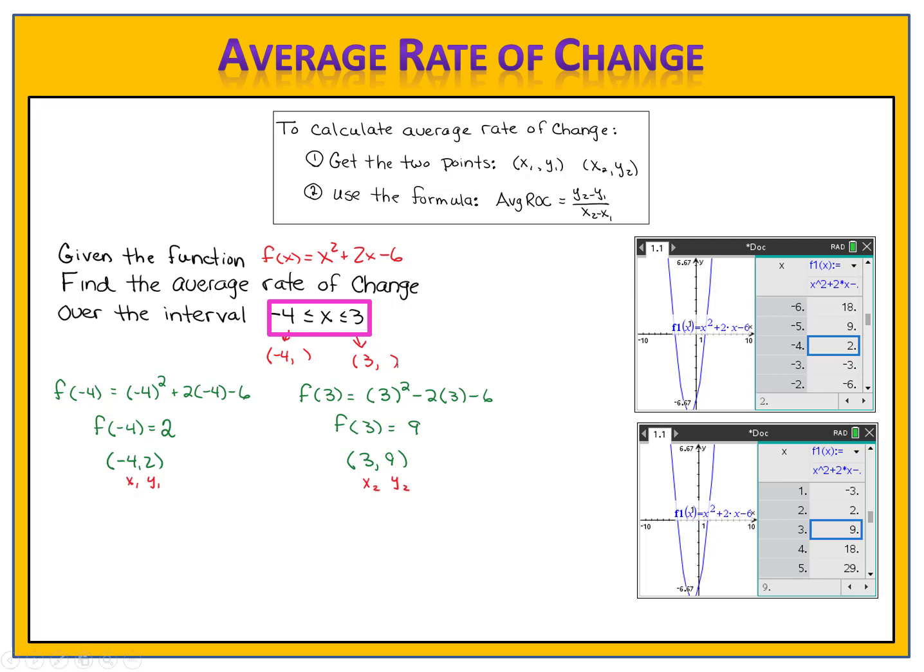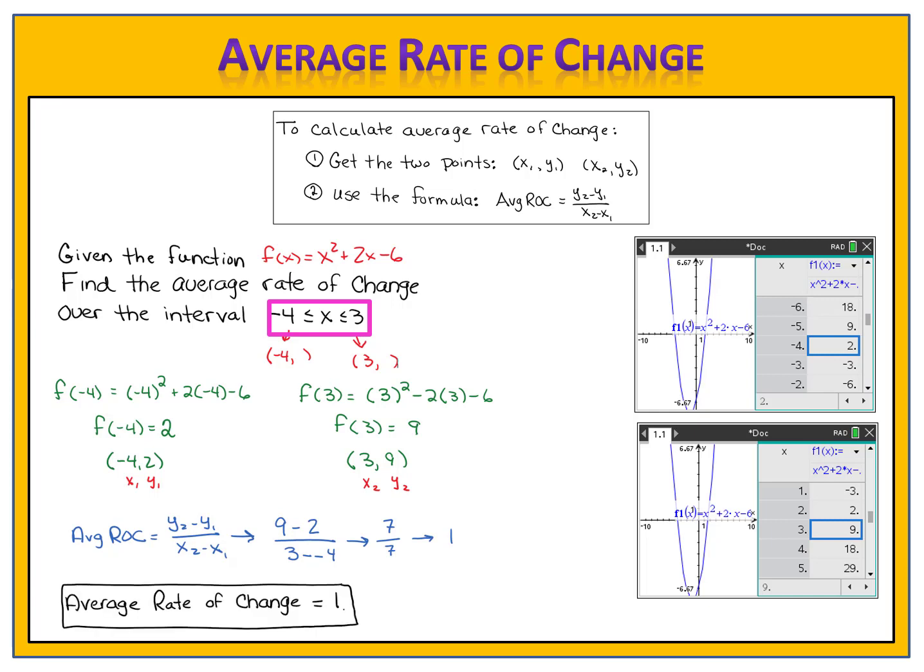Now we label our points x1, y1 and x2, y2, and we're ready to use the formula. We write the formula, average rate of change equals y2 minus y1 over x2 minus x1. We substitute the numbers in, and we evaluate. The average rate of change for this function over the interval from -4 to 3 is +1.